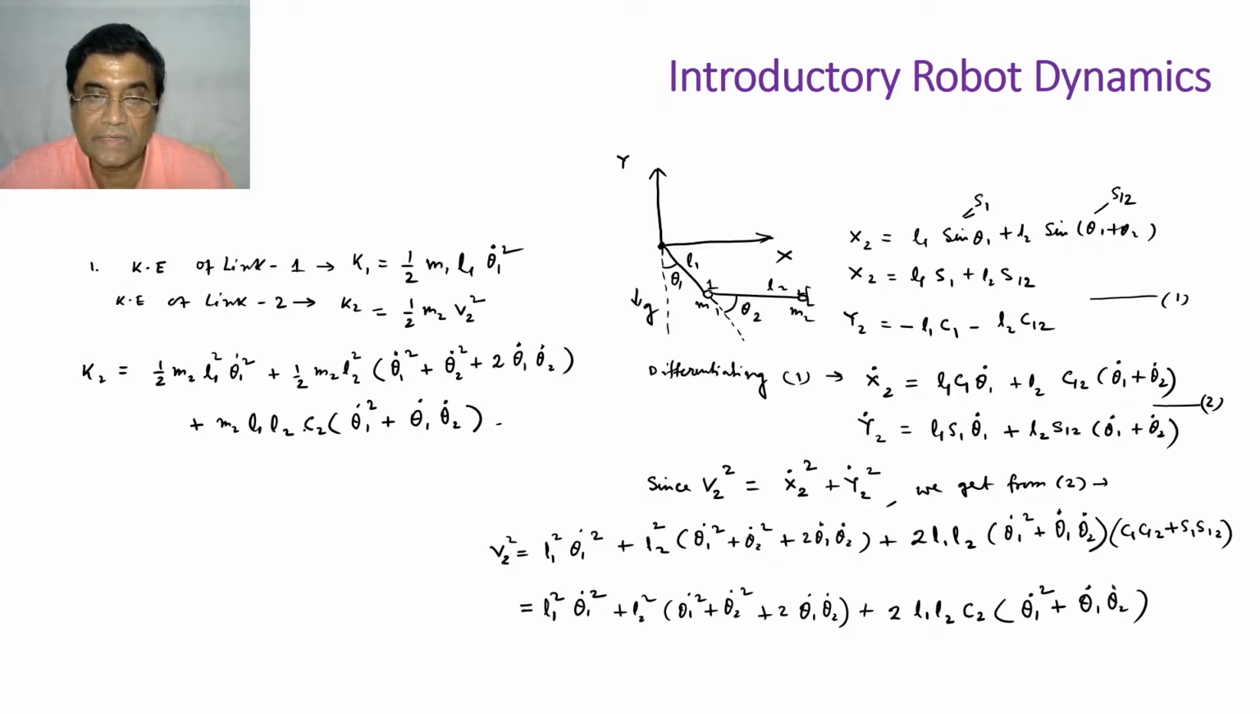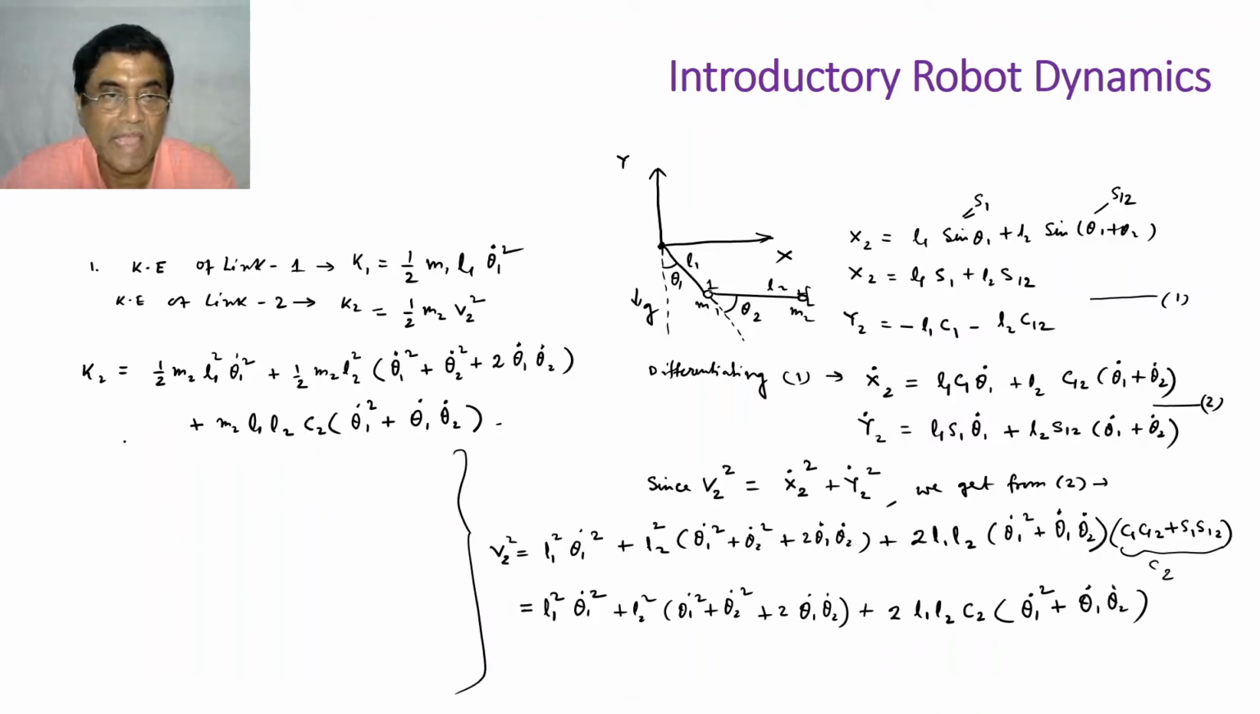So this cos theta 2 is nothing but this is cos theta 2, right? Isn't it? So cos(theta 1 plus theta 2) cos theta 1 plus sin(theta 1 plus theta 2) sin theta 1 will give rise to cos(theta 1 plus theta 2 minus theta 1). So theta 1 is cancelled, so theta 2 only remains, and that's why it is this. Okay. So let us now move forward.